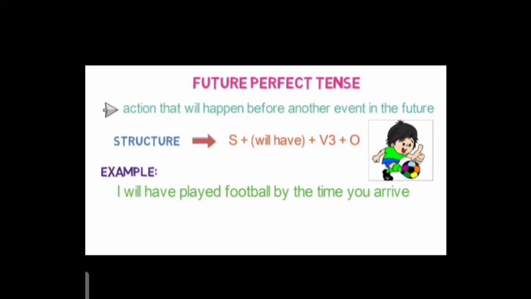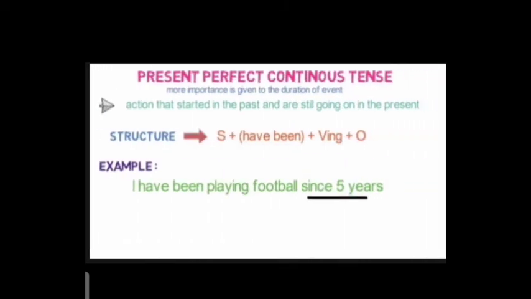Now let's look into all perfect continuous tenses. Present perfect continuous tense. It refers to an action that started in the past and is still going on in the present. Here, more importance is given to the duration of the event. The structure of it is subject plus have been plus verb's ing form plus object. Example, I have been playing football for 5 years. Here, more importance is given to the duration of the event.